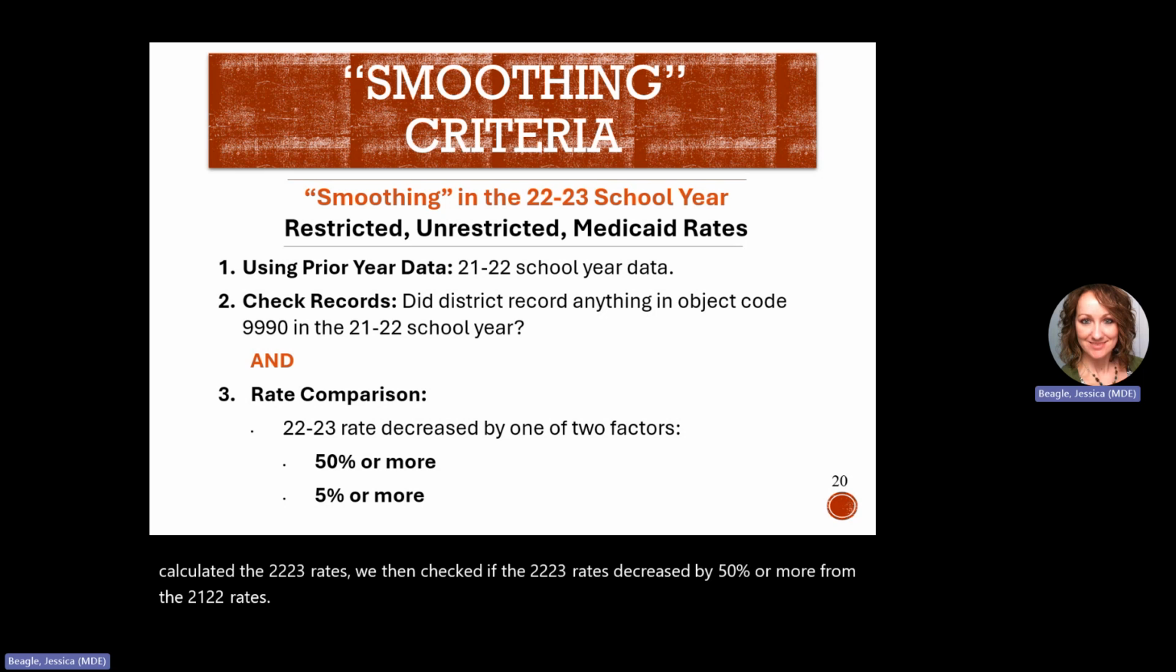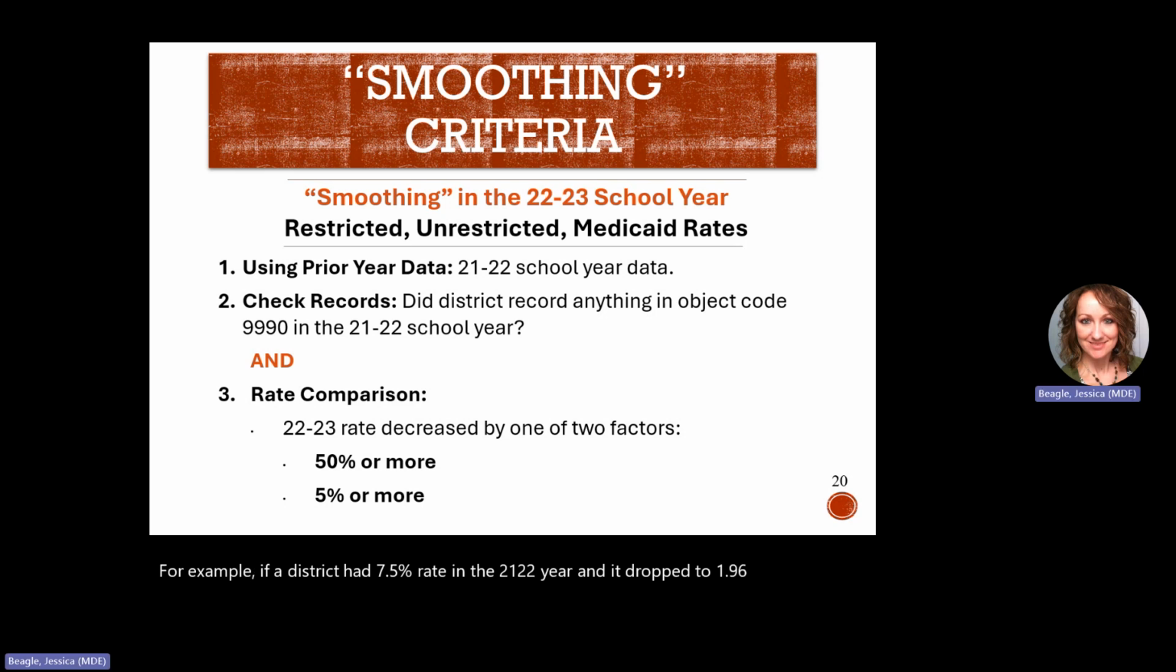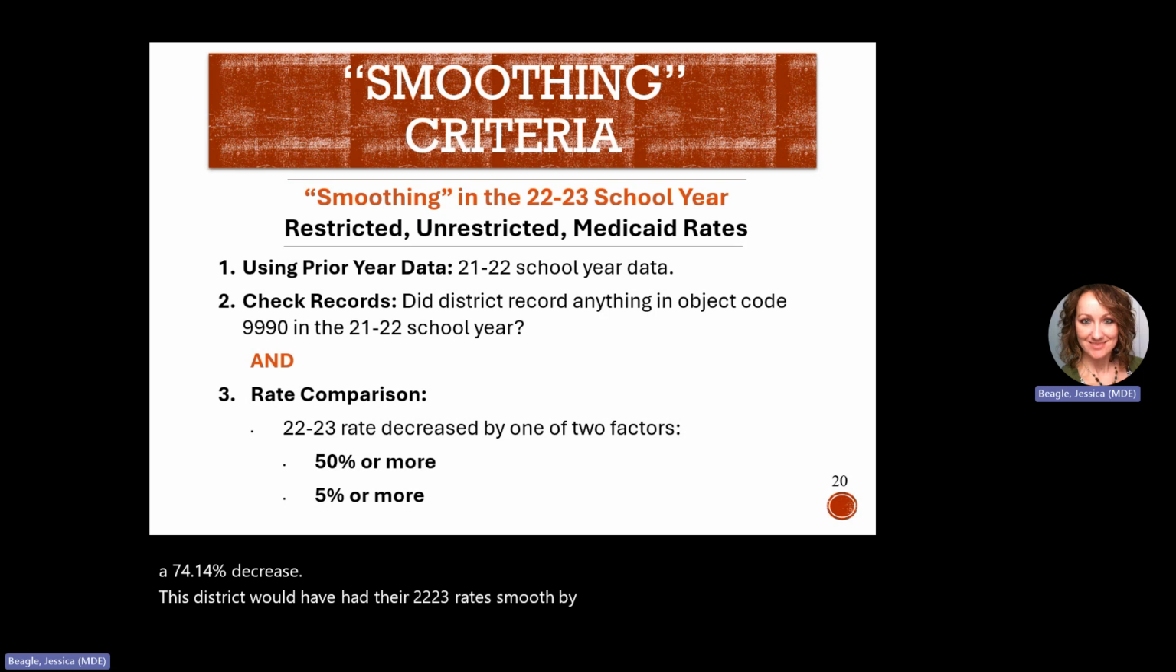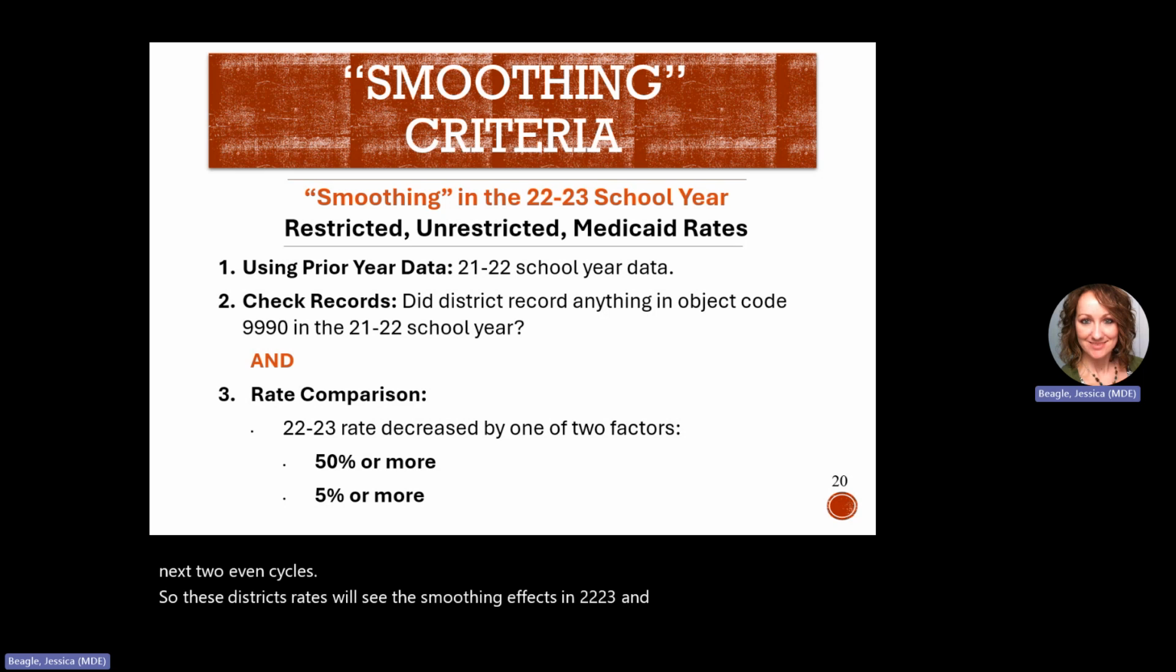For example, if a district had a 7.5% rate in the 21-22 year and it dropped to 1.96% in 22-23, that is a 74.14% decrease. This district would have had their 22-23 rates smoothed by spreading the over recovery over the next 2 even cycles. So these districts' rates will see the smoothing effects in 22-23 and also in 24-25 and 26-27.